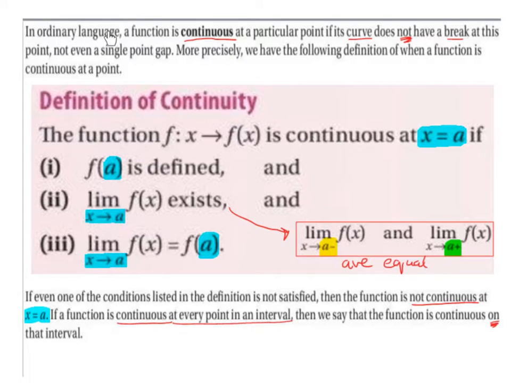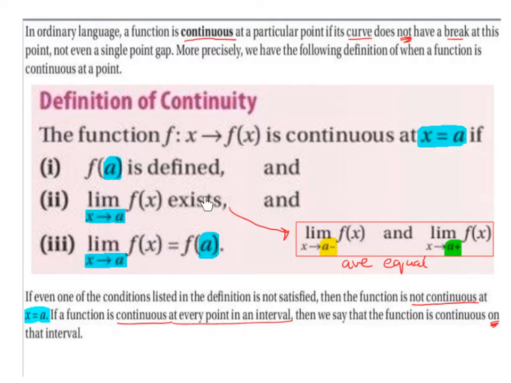In ordinary language, a function is continuous at a particular point if its curve does not have a break at this point, not even a single point gap. More precisely, we have the following definition of when a function is continuous at a point. So the definition of continuity. The function f of x maps to f of x is continuous at x equals a if f of a is defined and the limit of f of x as x approaches a exists and the limit of f of x as x approaches a is equal to f of a.